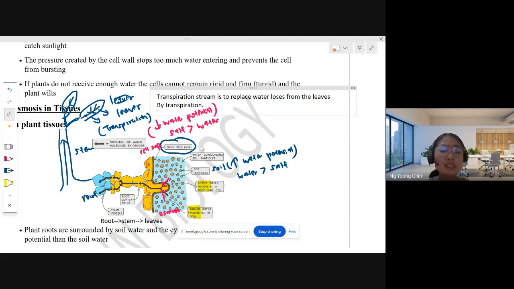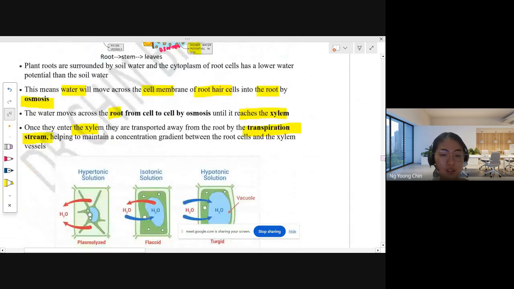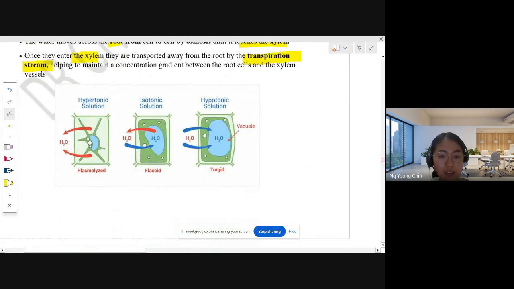So they continually absorb water through the root hair cell. The water will travel from the root hair cell through the root cortex cells to the xylem vessel, from the roots to the stem to the leaf, always in this direction. Okay, so that's all.